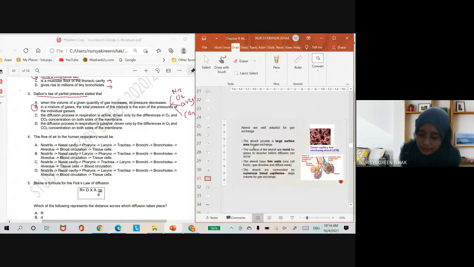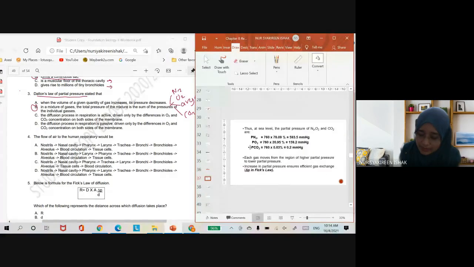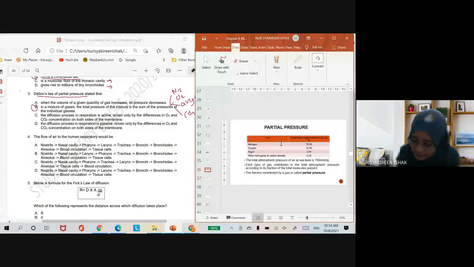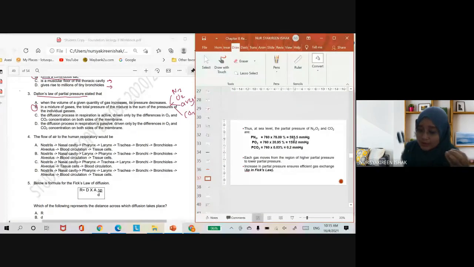Before we go into that one, just to remind on the partial pressure. So at the atmosphere, if you look at here, the total atmospheric pressure of air at sea level is 760 millimeter mercury. Each of these gases has its own percentage of composition. So in order to get its partial pressure, kalikan je lah 760 kali the composition for each of the gases, and then you get the partial pressure for each of the gases.